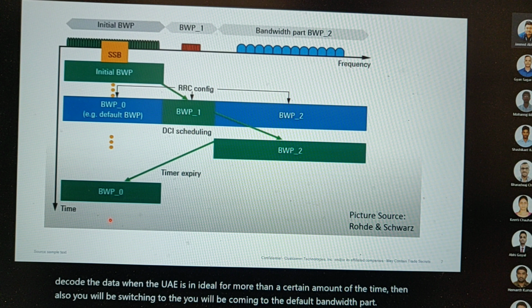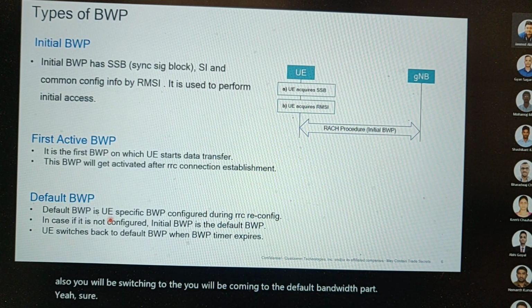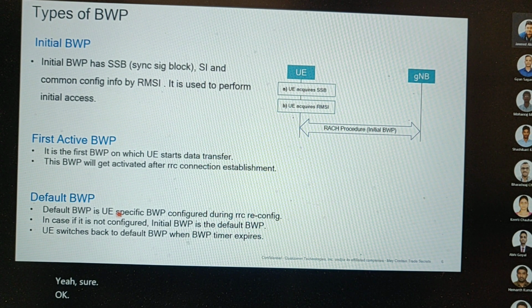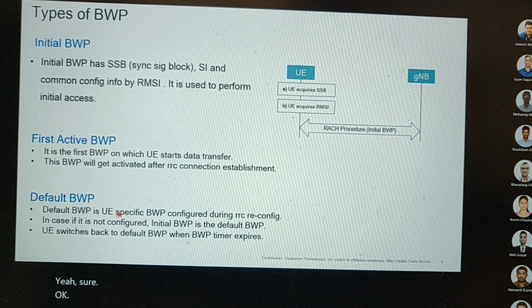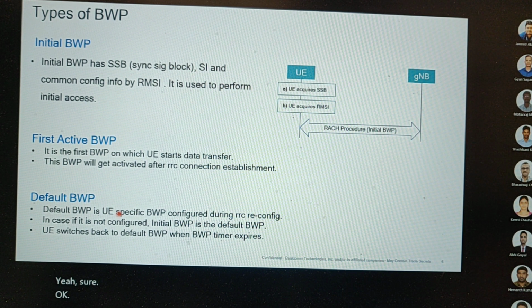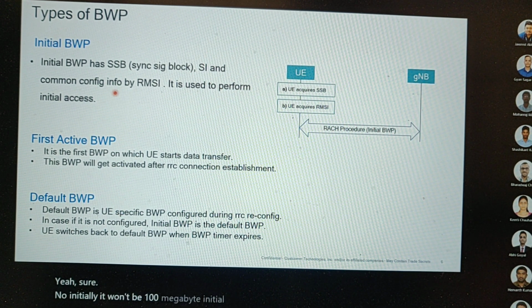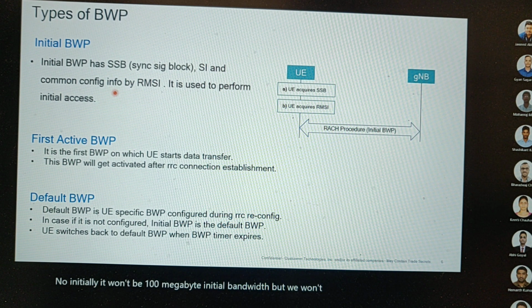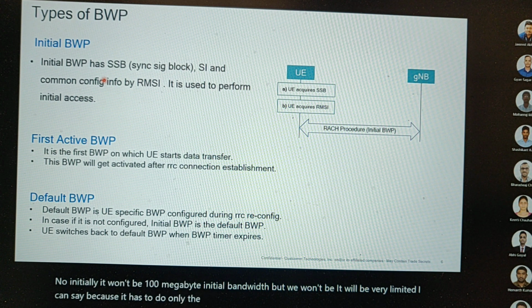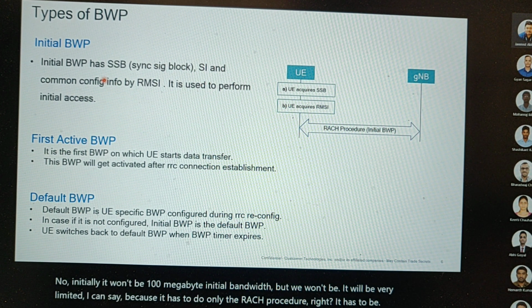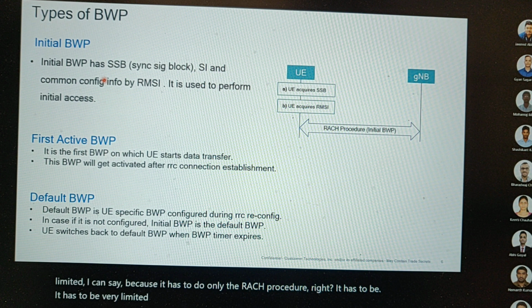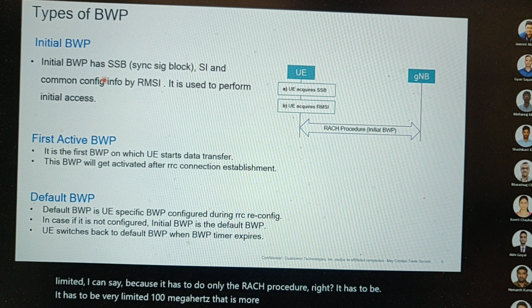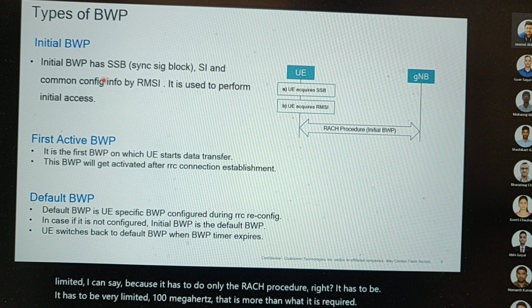Shruti, one question here. Yeah, sure. Let's say we have 100 megahertz bandwidth and 41 kHz. So the initial bandwidth part will be our 100 megahertz, is it? No, the initial one won't be 100 megahertz. The initial bandwidth part will be very limited, because it has to do only the RACH procedure. So it has to be very limited. 100 megahertz is more than what is required. So in SIB1 we will get a limited number of PRBs for the RACH procedure, is it?